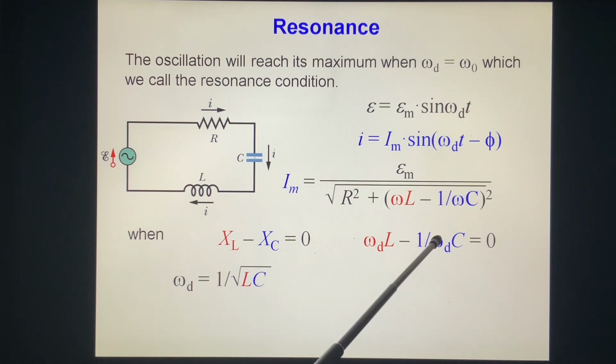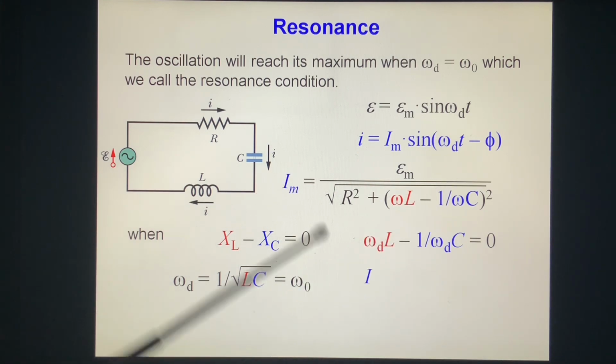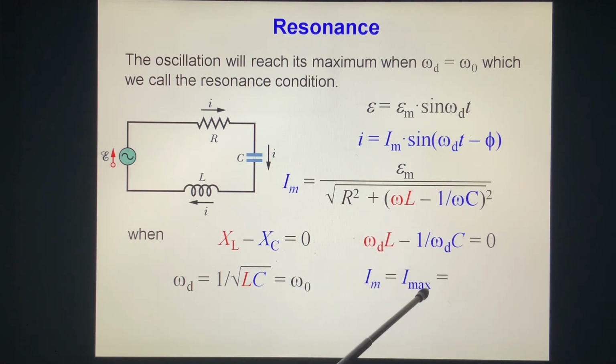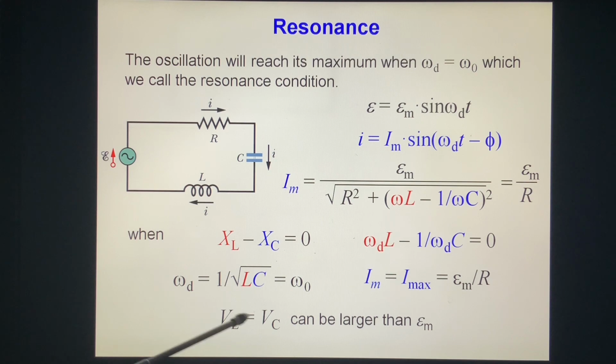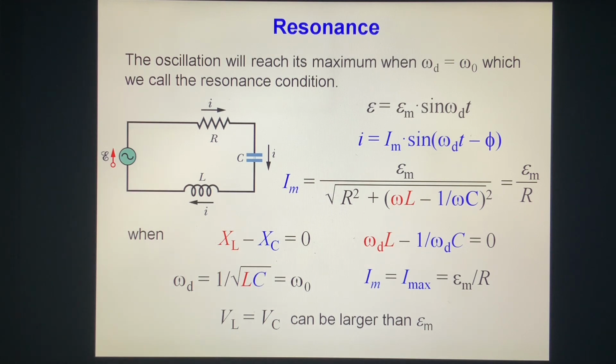This 0 means what? This means omega d equal to 1 over the square root of LC. This is the original angular frequency. In this case, this is 0, so Im equal to the maximum, epsilon over R. In this case, VL equal to VC. They can be much larger than E, but with the minus sign, they cancel out.